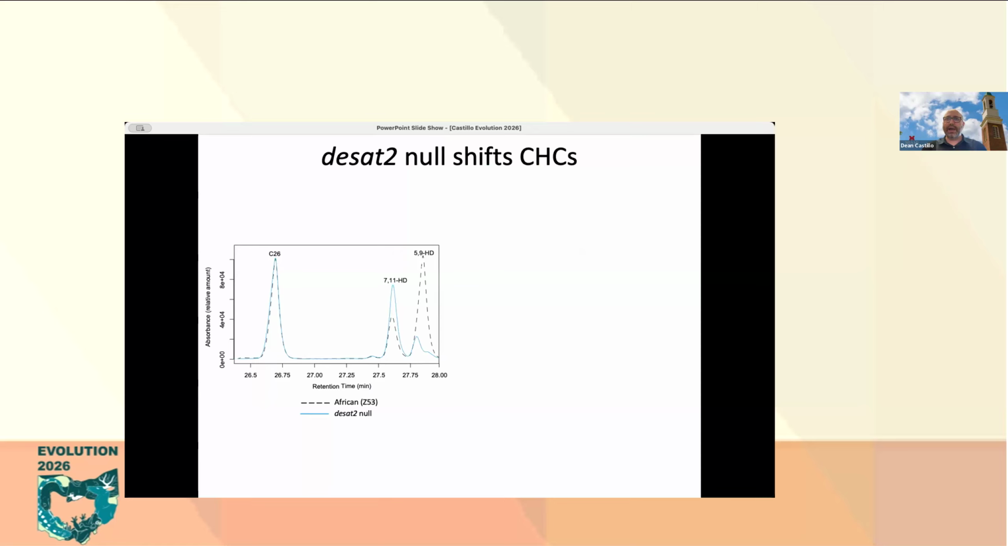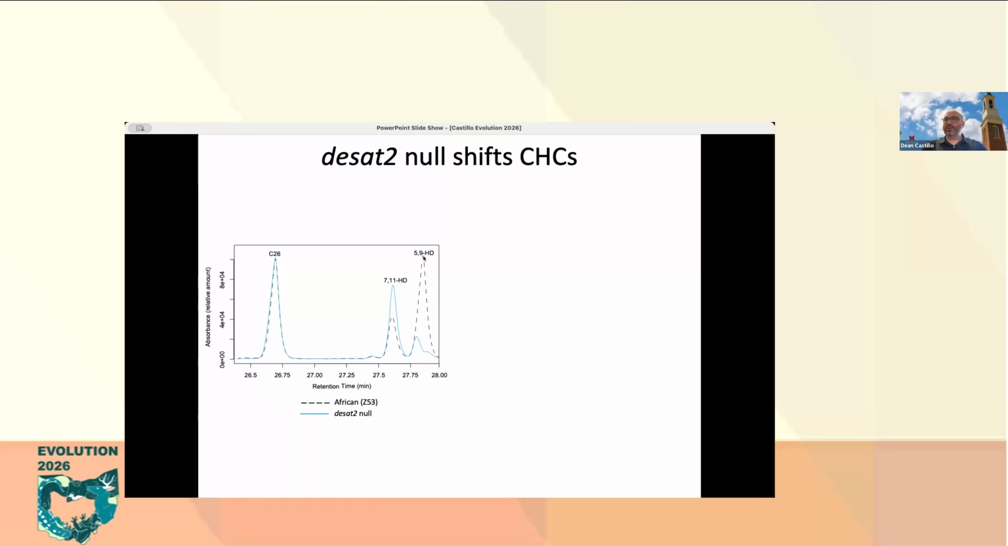What I'm showing you now is a zoom in on a chromatograph. This is coming off a gas chromatograph, which separates molecules by size. I've just zoomed into this region that we care about. This black dotted line is our standard African fly. Its main compound is 5,9-HD. It does make 7,11 at a smaller amount. This is an internal standard that we use just to measure quantity. The blue line is our null fly.